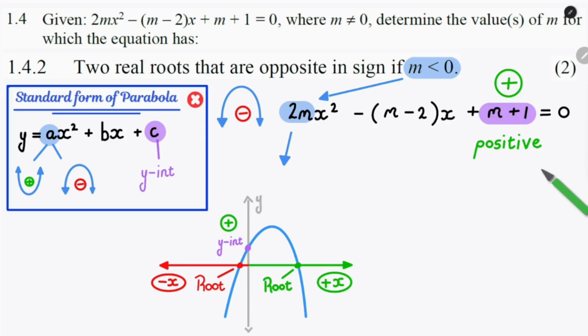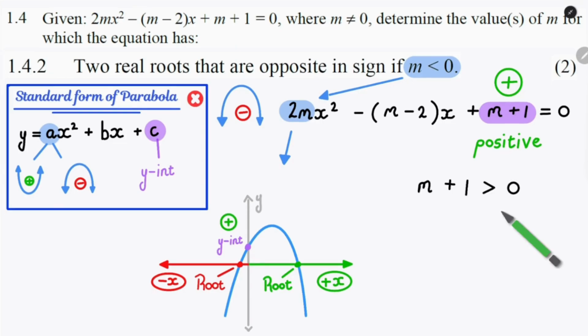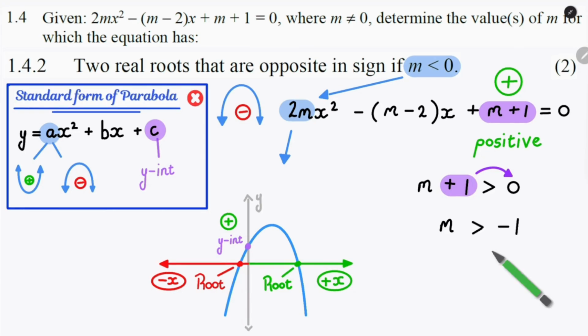And how we make something positive is we simply just grab it and make it bigger than 0. Anything bigger than 0 is positive. Now, we are going to grab this negative 1, the positive 1, and send it over. And it will just turn into a negative 1. Now we are not quite done.